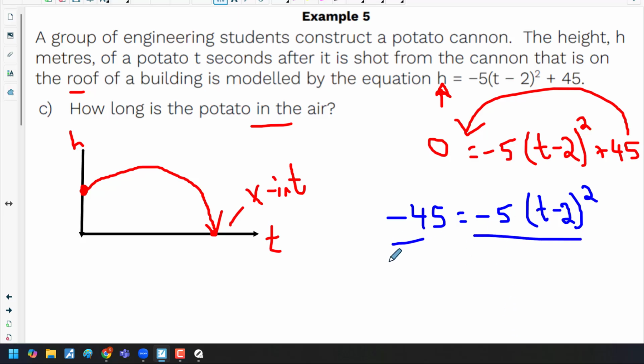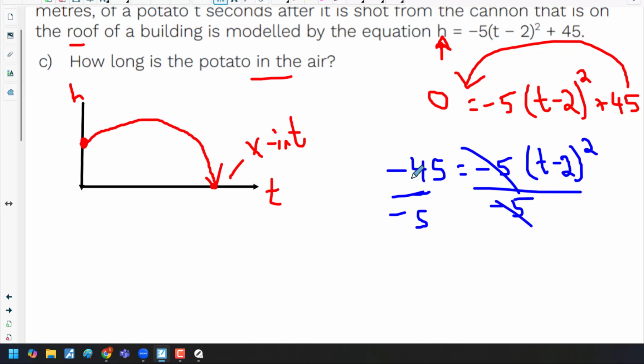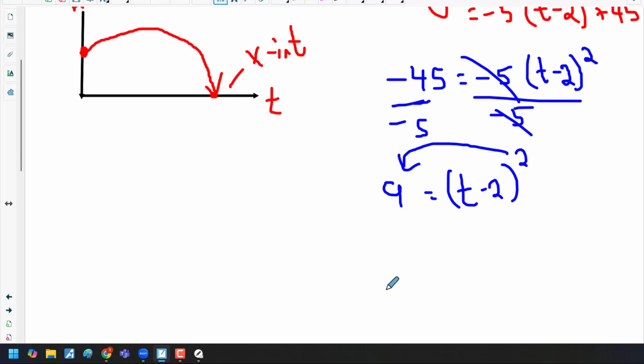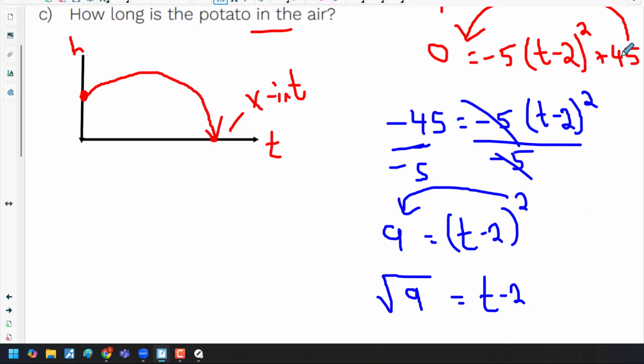Divide both sides by -5. The order in which you do this is very important. It's kind of like BEDMAS. So you have to move that 45 first, then you have to divide. 45 divided by 5 is 9, so 9 is equal to (t minus 2) squared. Now to move the square over, what's the opposite of a square? It's square roots. This is basic algebra. It was plus 45, so now it's -45. It was times -5, so now it's divided by -5.